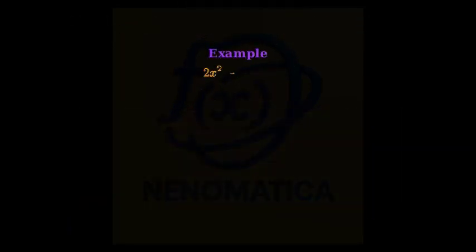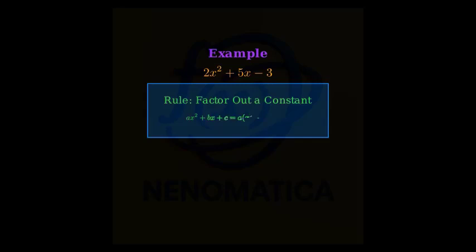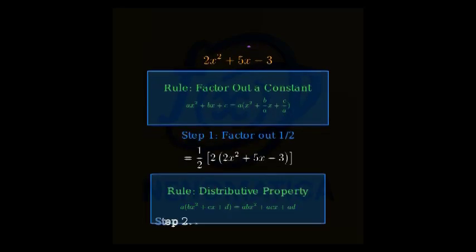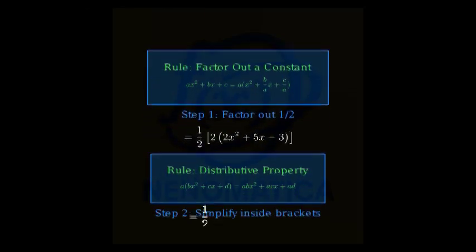Let's look at our example. Let's begin our factorization process. In the first step, we'll factor out 1/2 from the expression. This is an algebraic trick that will make the leading coefficient easier to work with. Now, let's simplify the expression inside the brackets by multiplying 2 into each term.